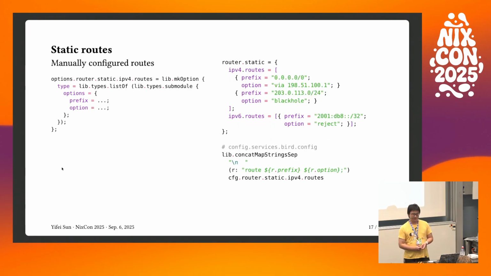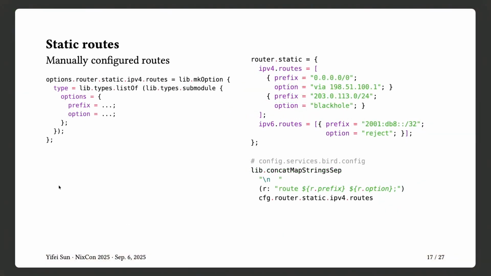And static routes is used for non-dynamic routing options you want to get into the routing daemon. And in this example, we are using the RFC IP address space for this. It's very nice. If you guys are giving talk on any of the BGP stuff, you should use the RFC documented v4 and v6 prefixes. And in here, it's also using its implementation using the concat map string separator.